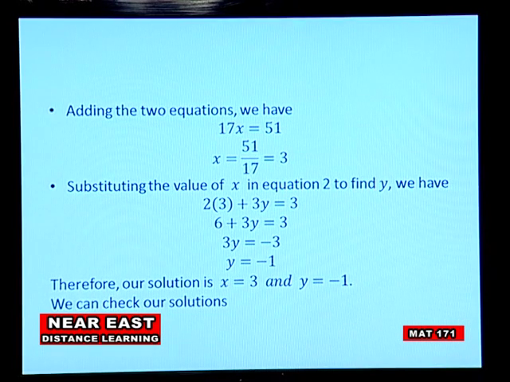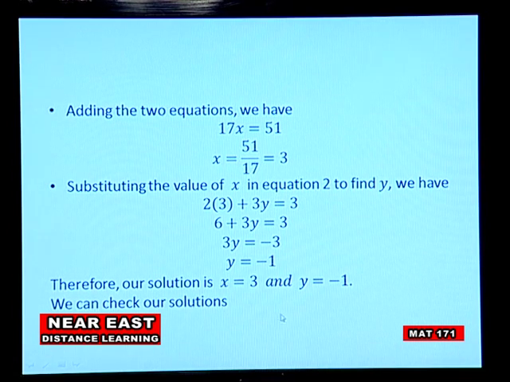So the idea is simple. Choose the variable to eliminate. If you choose x, eliminate x, you will find the value of y. If you choose y, eliminate y and find the value of x. Your result, take it to one of the two equations. Pick any one, 1 or 2, and you will get the value of the other variable.